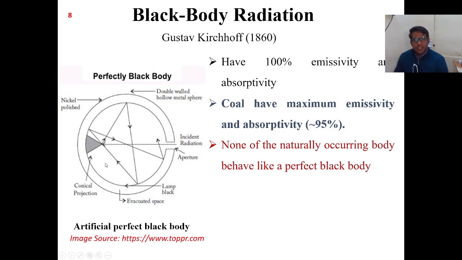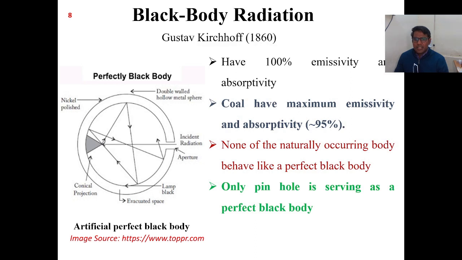a perfectly black body can be made artificially. For that, we need to take a metallic ball. Over the surface of that metallic ball, if we make a pinhole and make the inner surface of the ball reflecting, then whatever radiation falls over this pinhole will get absorbed due to the multiple reflections inside the cavity, as shown in the figure. Means the radiation will be absorbed by the pinhole, whatever be the frequency, intensity or wavelength of the incident radiation. That is, this pinhole is actually serving as a perfect black body.